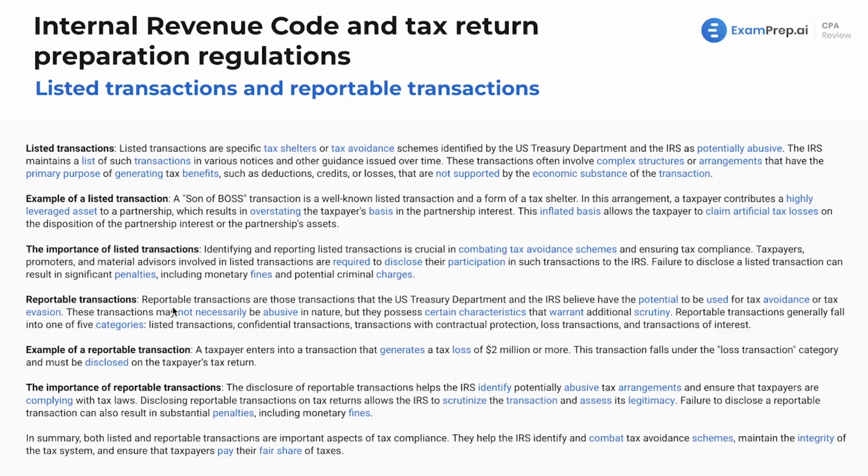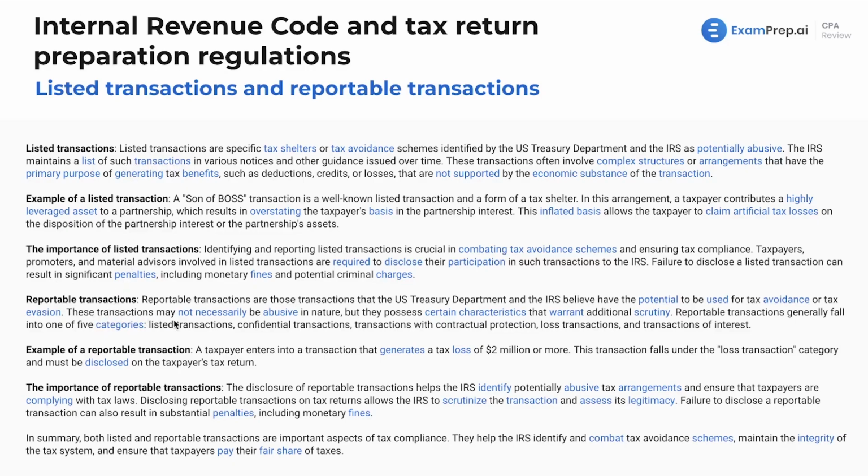Next up, we got reportable transactions. And again, just a type of transactions, a category to make sure you understand what they are so you can answer multiple choice questions on the exam. These are going to be those transactions that the U.S. Department of Treasury and the IRS believe have the potential to be used for tax avoidance or tax evasion. So these are potential situations that could be set up to cause tax avoidance, whereas this is a straight up situation where there's probably no doubt this is being set up to avoid taxes.